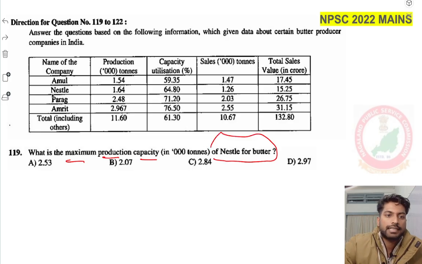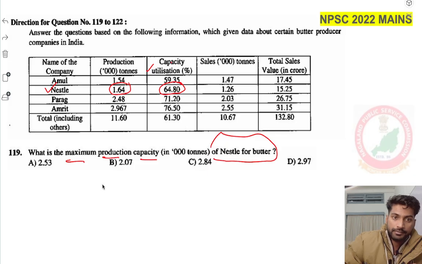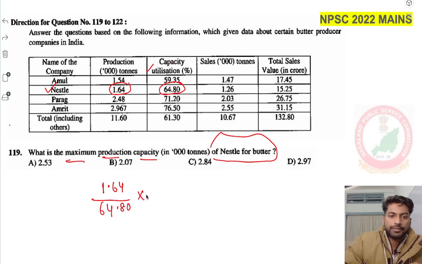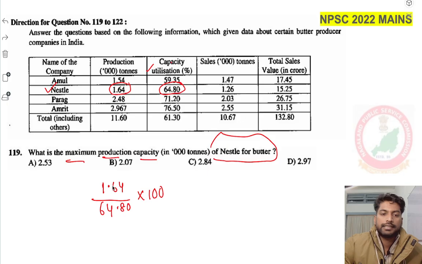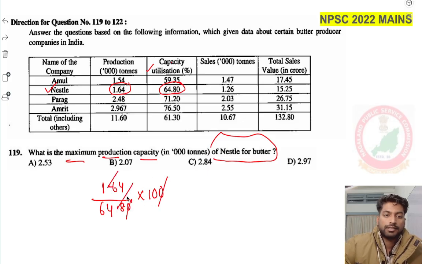Now see, where is Nestle? It is here. Production is 1.64 and the capacity that is utilizing is 64. So I can say that 1.64 tons represents the utilized capacity, that is 64.80, and if you want the full capacity it is always 100%. Okay, so the decimal will go out, so 0 and 0 gone.